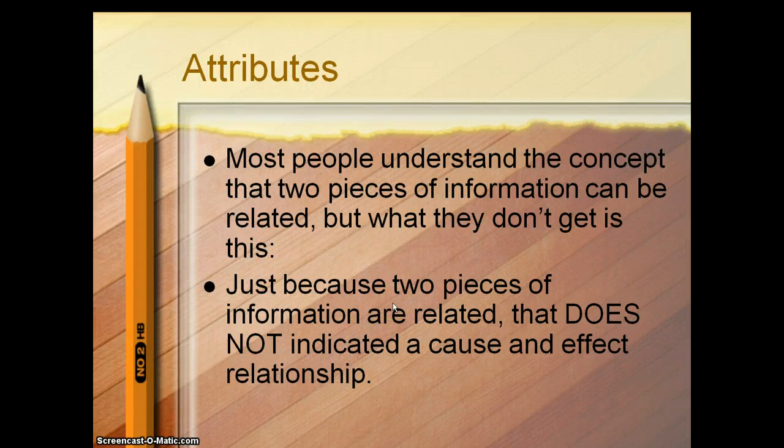Most people understand the concept that two pieces of information can be related, but what they don't get is this: just because they're related to each other, that does not indicate a cause and effect relationship. That's one of the biggest mistakes that people make with correlations. They think that one number going up is causing the other number to go up. That's not true. It's just a relationship between the two.